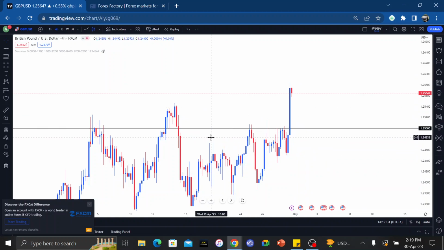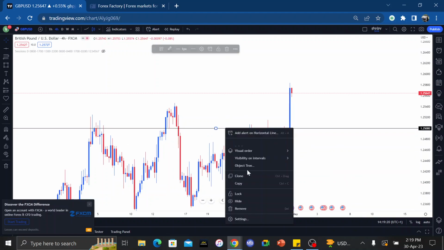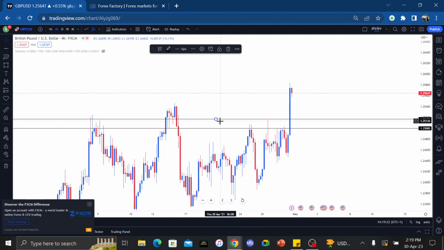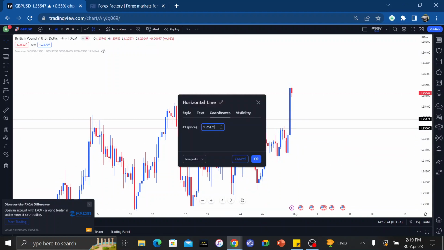So my psychological levels, they are 50 pips apart from each other. So if I'm having 1.25 thousand here, my next psychological level will be 1.25,500. The other one will be 1.26 thousand, and so on. So let me clone it, double click, 1.25,500.